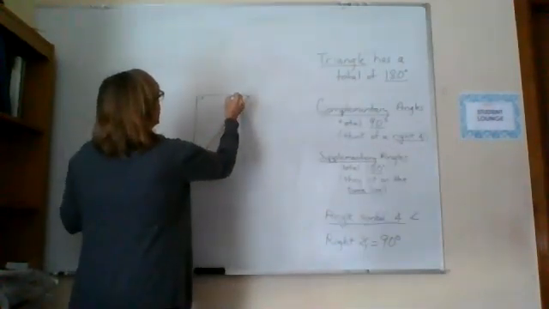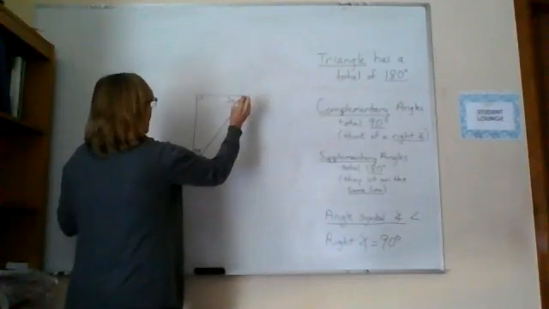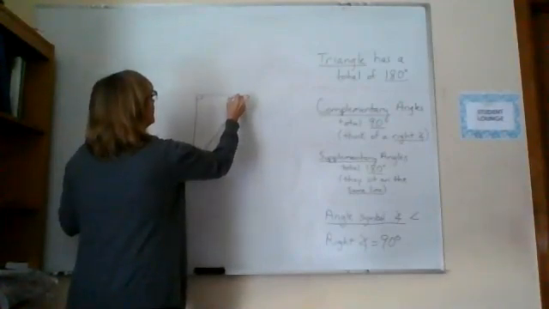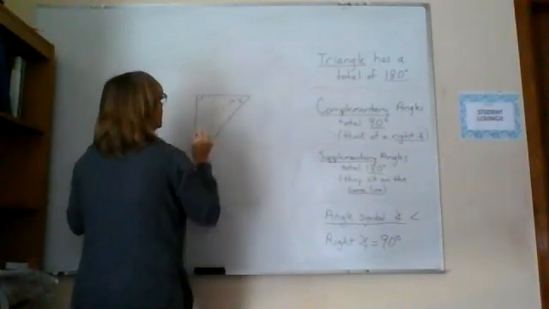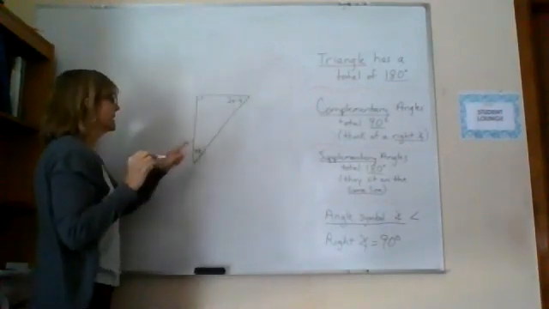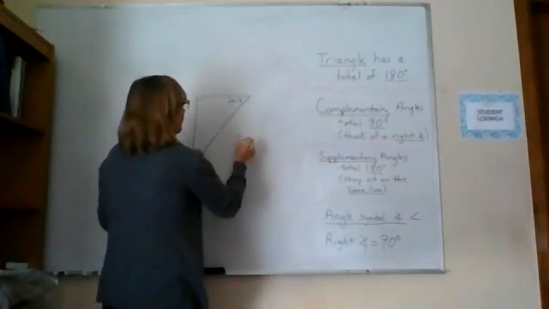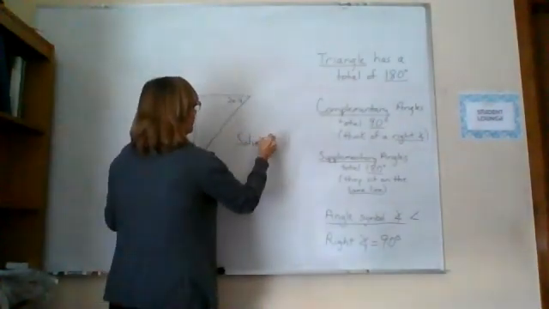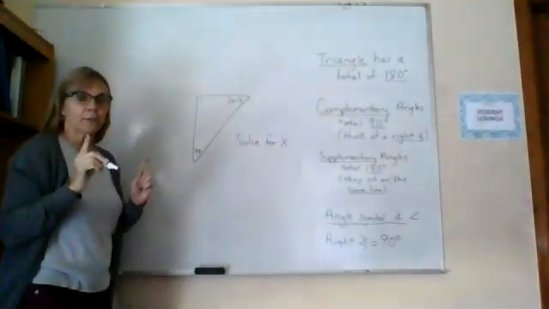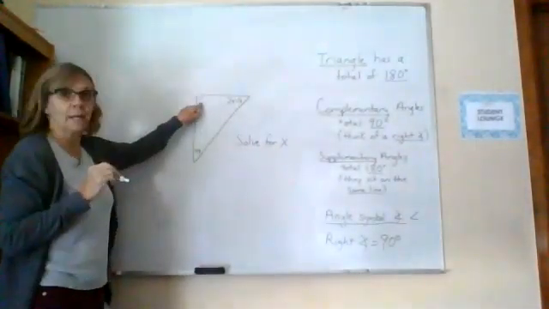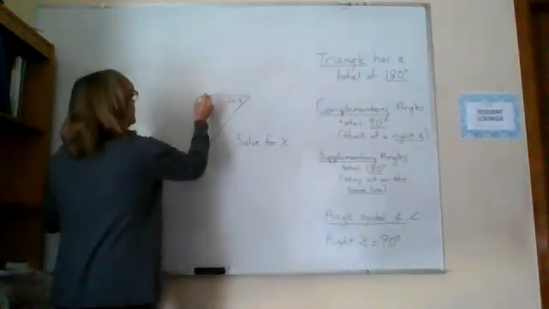And let's say this is 2x minus 4. Let's just go with that. All right, and they say solve for x. Okay, one more piece of information they want us to remember, and that's that little box means 90 degrees. So you can just write that in.